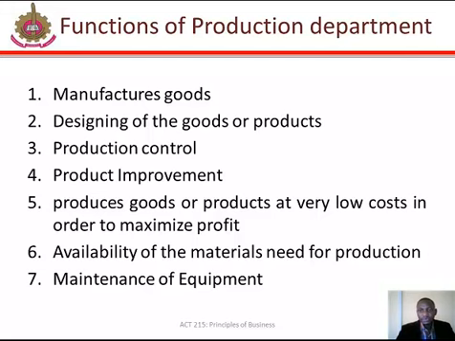Another function is that the production department makes sure that it produces goods or products at very low cost in order to maximize profits. The sixth function is that the production department works in collaboration with the purchasing department of the company in order to make sure that material needed for production are always available. The last function is that the department also makes sure that machine and equipment used in production are serviced and properly maintained all the time.